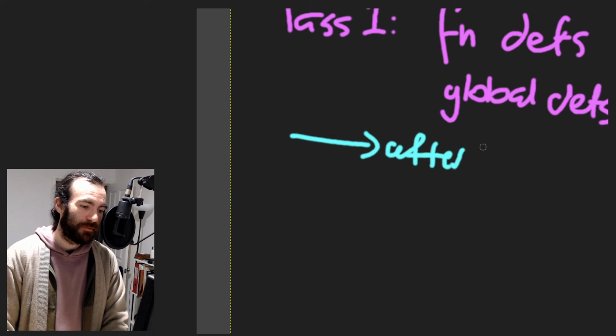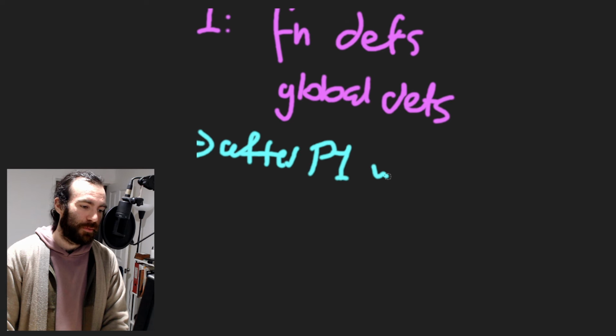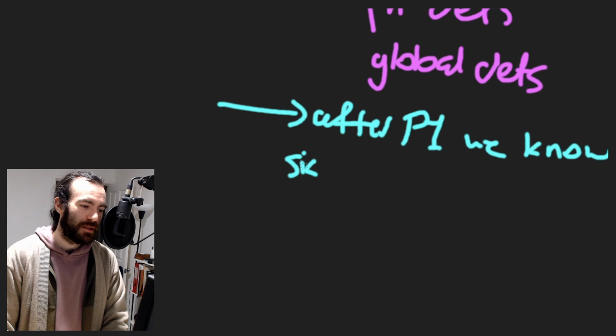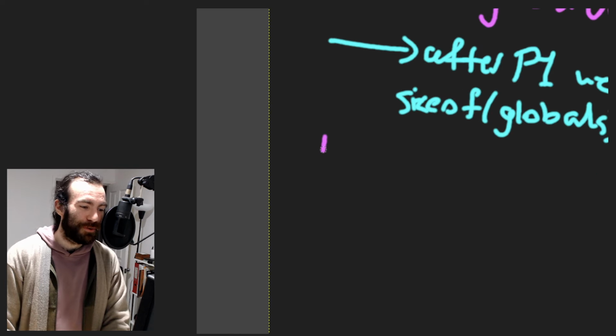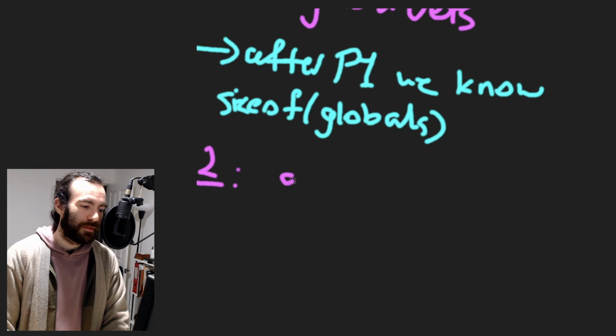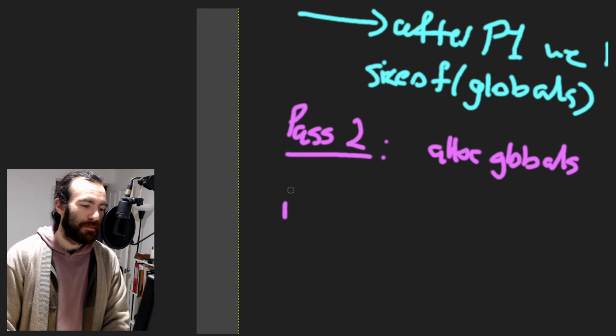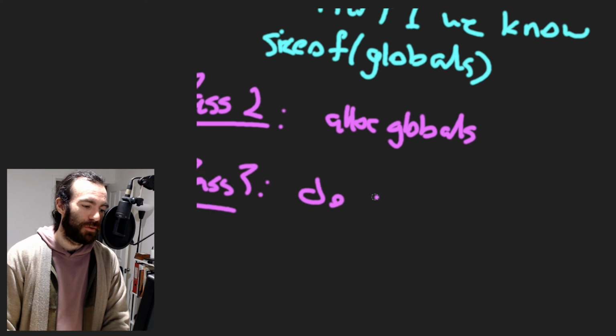So after P1, we know the size of globals, right? We know how many. Pass 2, we allocate globals. And then pass 3, we do code gen.